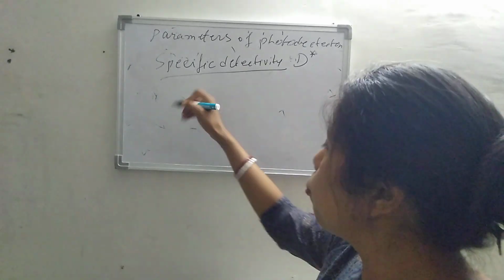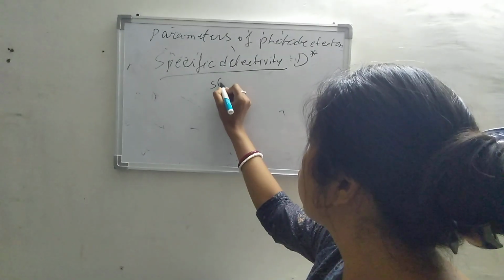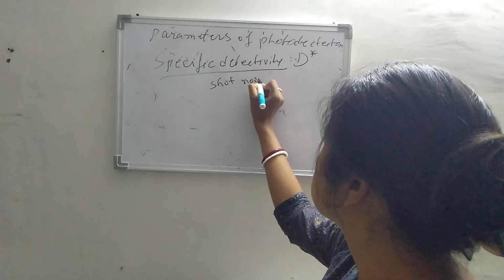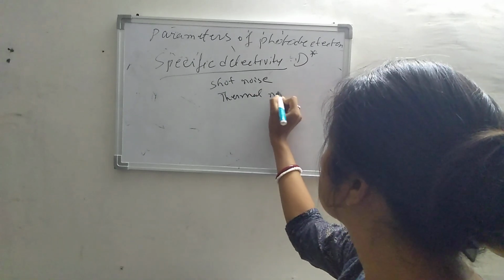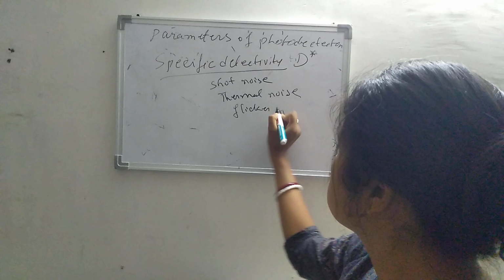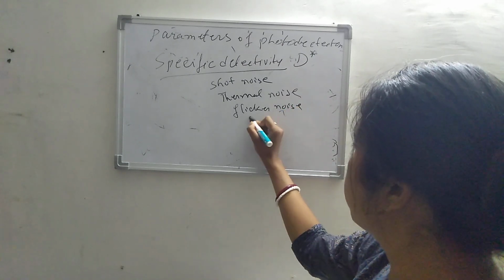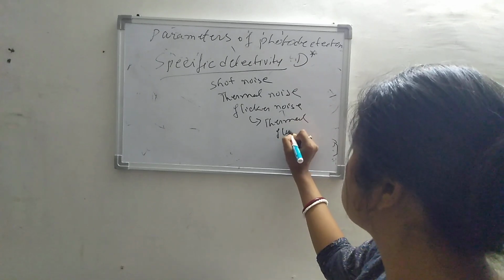Now, how many types of noise are there? There are three types of noise: shot noise, thermal noise, and flicker noise. This flicker noise comes from thermal fluctuation.